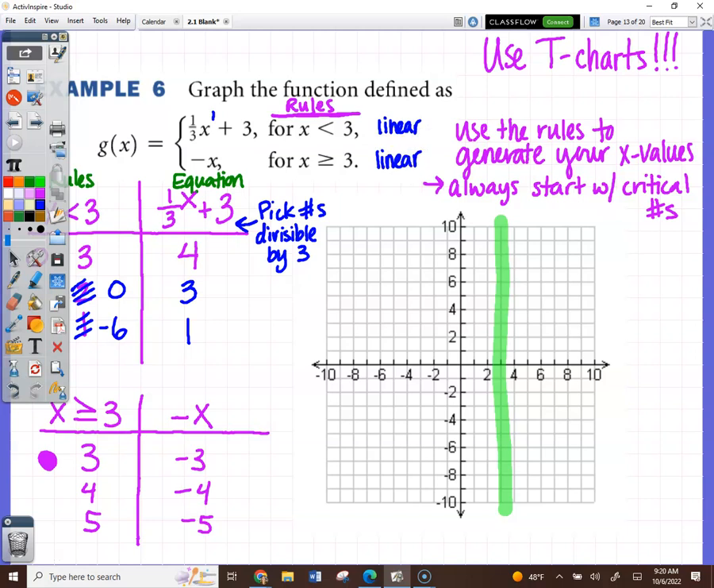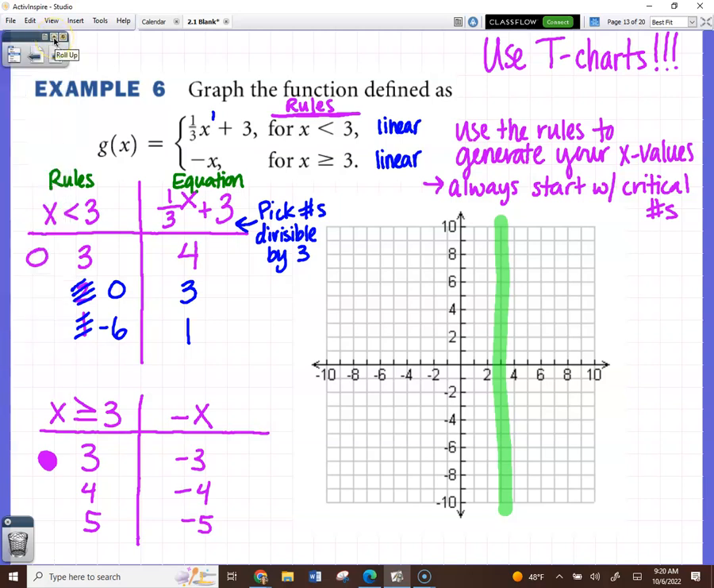The critical point is 3, 4, what type of circle? Open. So right 3, up 4, open. Then 0, 3. Then -6, 1. And we said it's linear, so I am just drawing a line, but I'm intuitive enough to not do this. Why can I not do that? There you go. That's why the highlight helps.